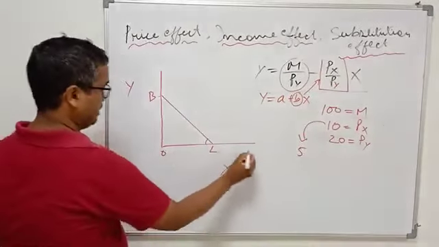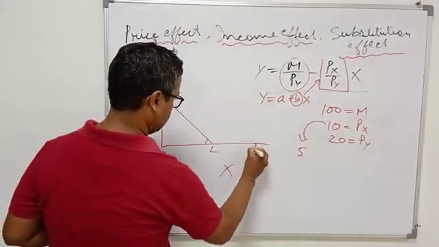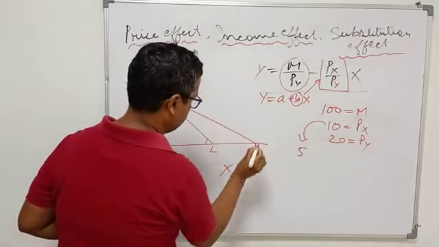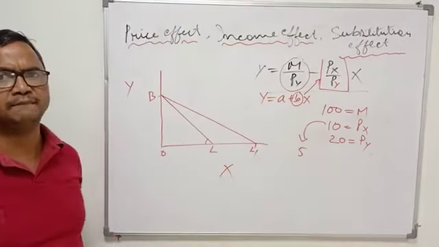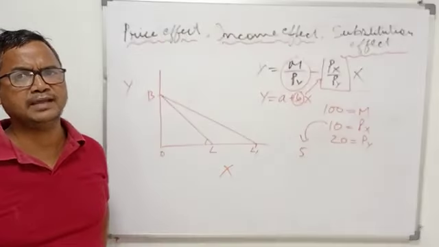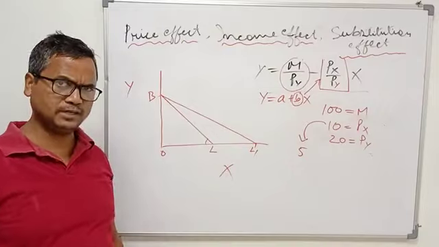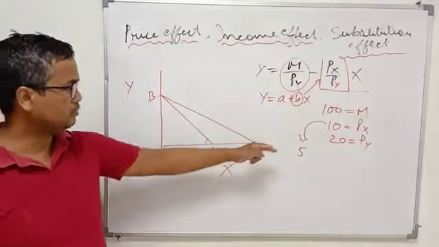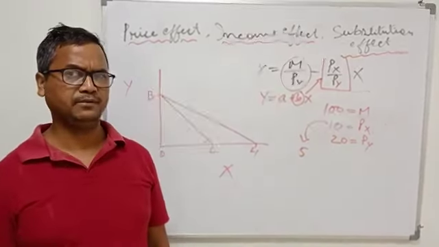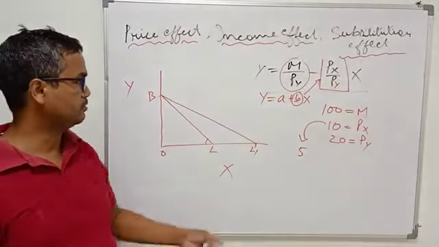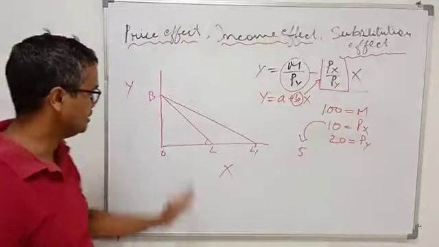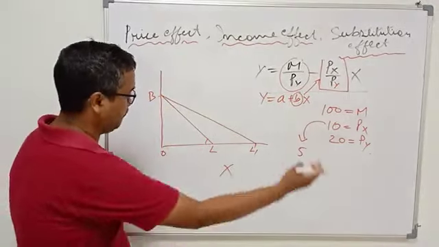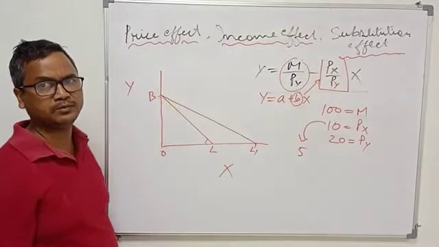In that case your budget line will become BL1. If you join this, this will be your new budget line, BL1. Why is it a new budget line? Because we are assuming the price of x has reduced from 10 rupees to 5 rupees. Here we are not going to use numerical values, we are just saying the price of x is reduced, so the budget line will shift upward, and it will start from point B.